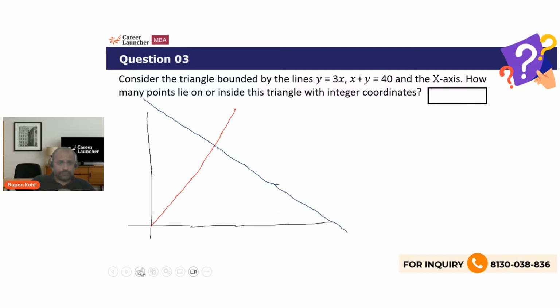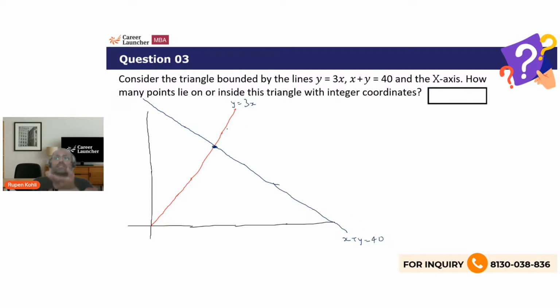Obviously we are interested in finding this point of intersection. This is the triangle that we have, and the x-axis is the base of the triangle. So this line y equals 3x and this line x plus y equals 40, where do they meet? Not difficult to understand: x plus y is 40, y is 3x, so 3x plus x, 4x is 40, x is 10.